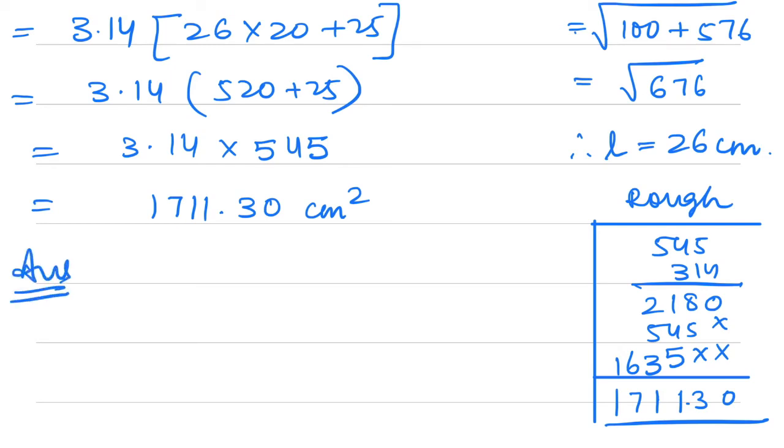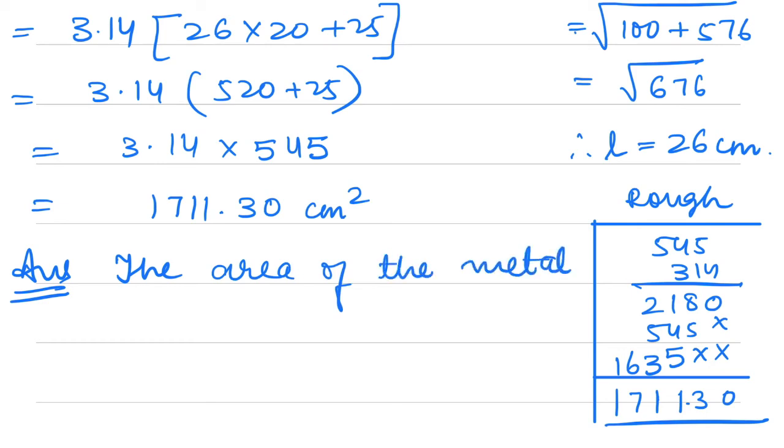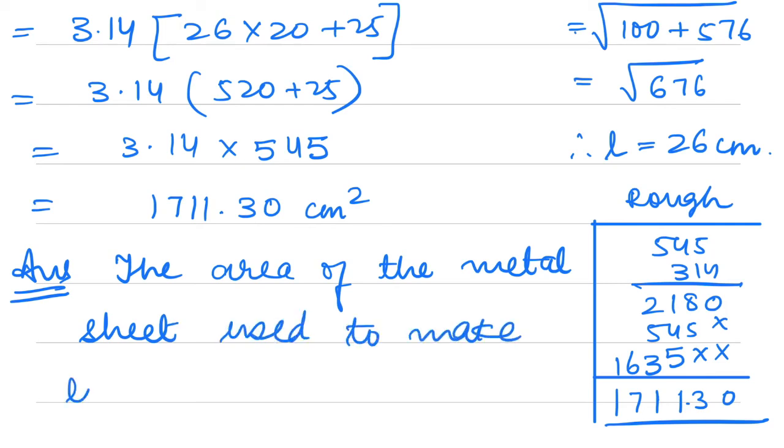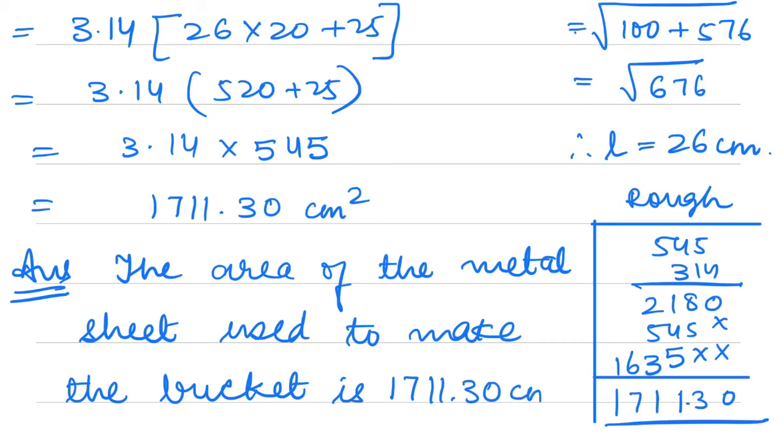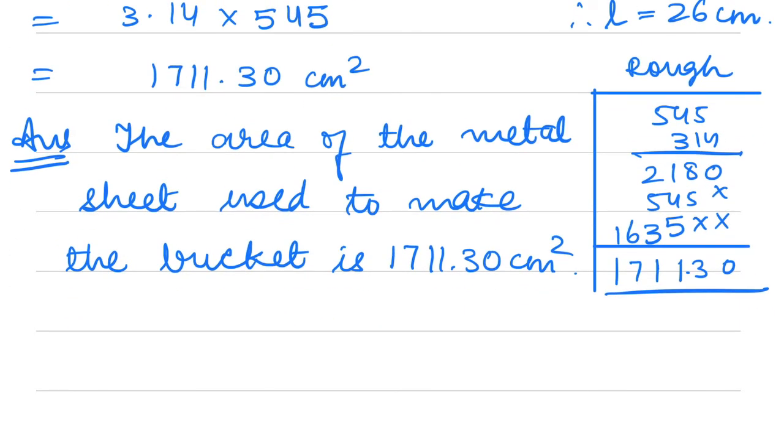And so I can write down the area of the metal sheet used to make the bucket is 1711.30 centimeter square. Now we have a second part to this question also. Why should we avoid the bucket made by ordinary plastic?